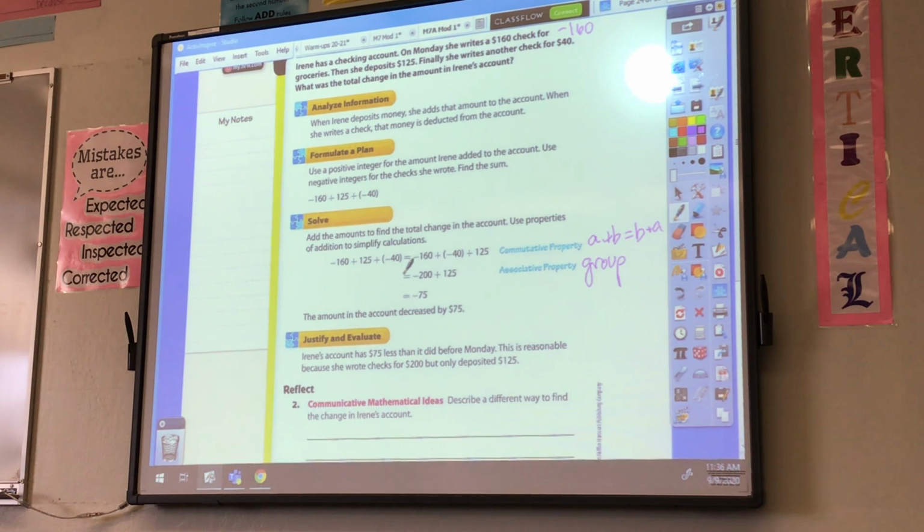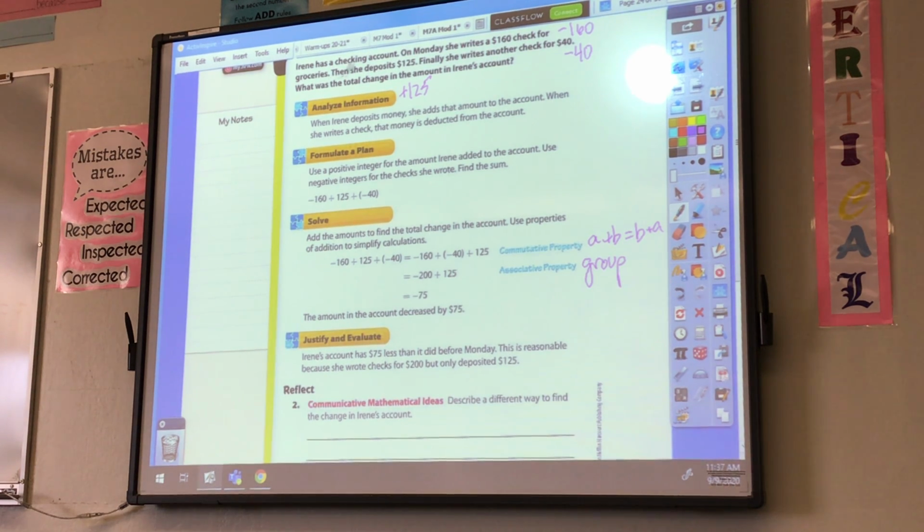She's spending that money. But then here she deposits $125. How much is that going to be, positive or negative? Positive. Yeah, that's my positive 125. And then she writes another check for $40. So if she's writing a check, she's spending her money, is it negative or positive? Negative. What do you say, Michelle? Negative or positive? It's going to be, right, it's going to be negative. She doesn't have it anymore. So these are the 3 numbers I'm going to work with.